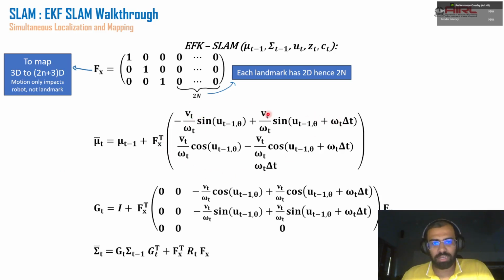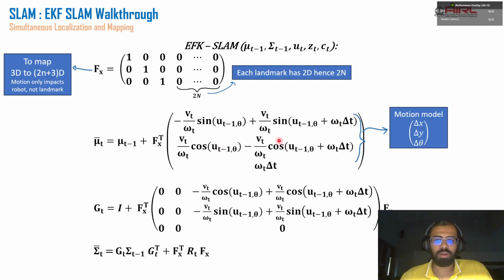The motion model is what you see here, right? where I have delta x, delta y, given my linear velocity and angular velocity, I can find that. I multiply it with my Fx transpose and then update my mu t state. It's the prediction step, correct?